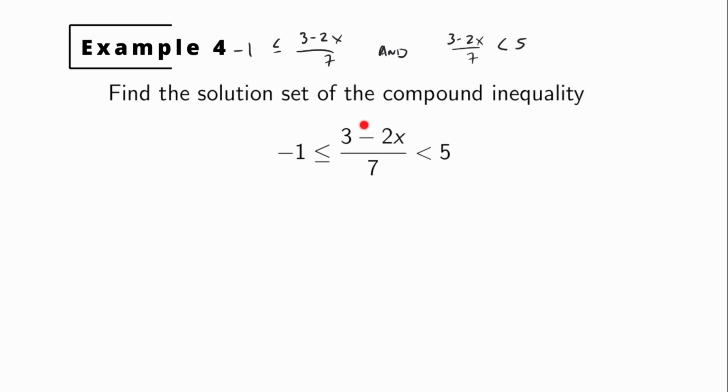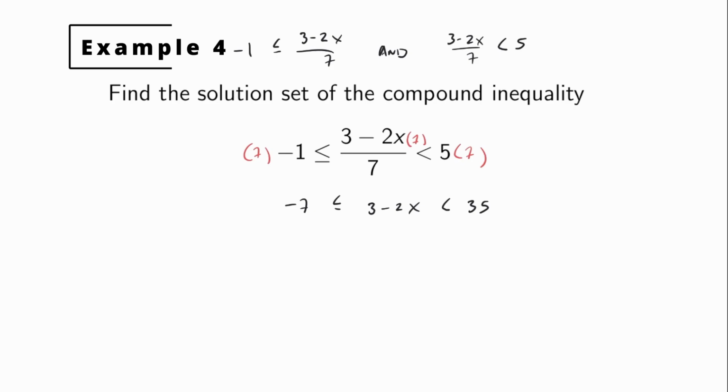So the first thing I want to do is get rid of this fraction. So what I can do is multiply all 3 sides of this inequality by 7. And that will clear the fraction in the middle. And so what I'm left with here is negative 7 is less than or equal to 3 minus 2x, and 7 over 7 cancels out, and 35. And again, I just have to do the same thing. It's like solving an inequality with 3 sides. As long as I do the same thing to all 3 sides, I'm fine.